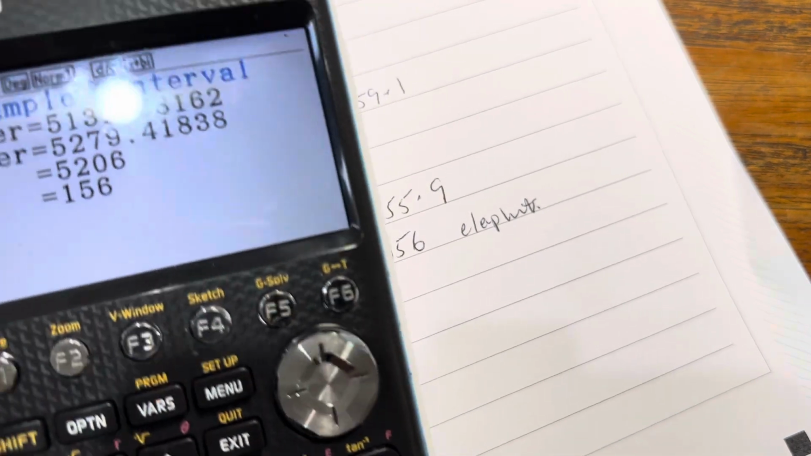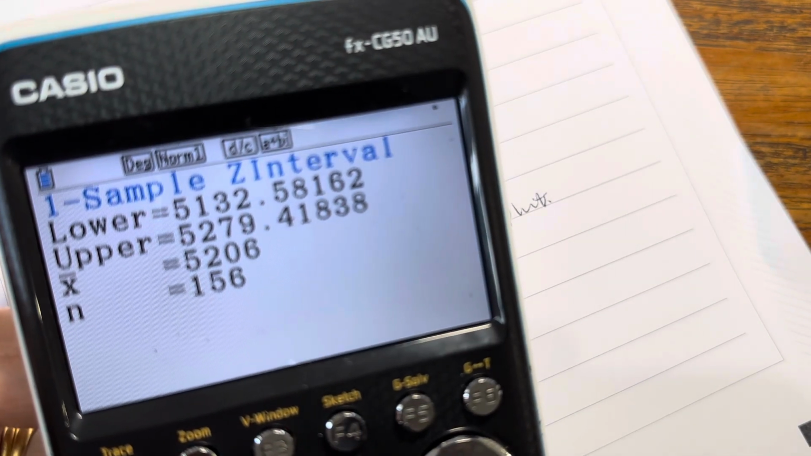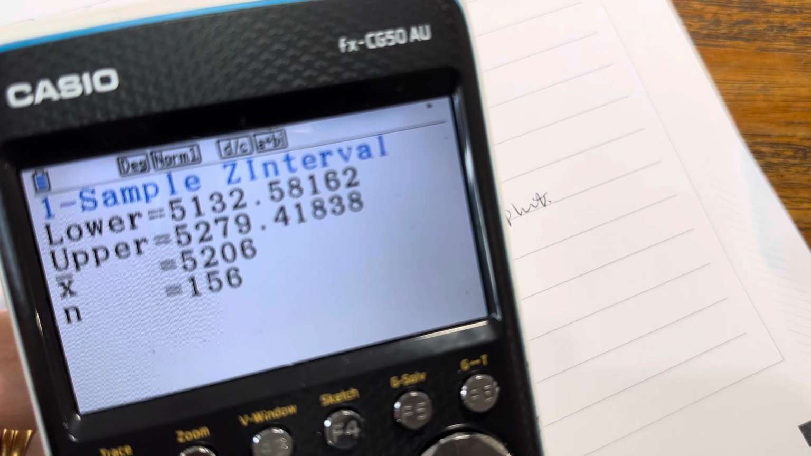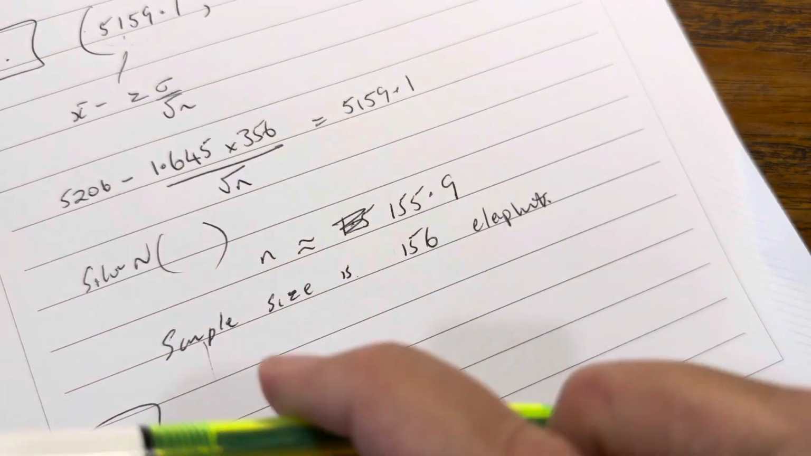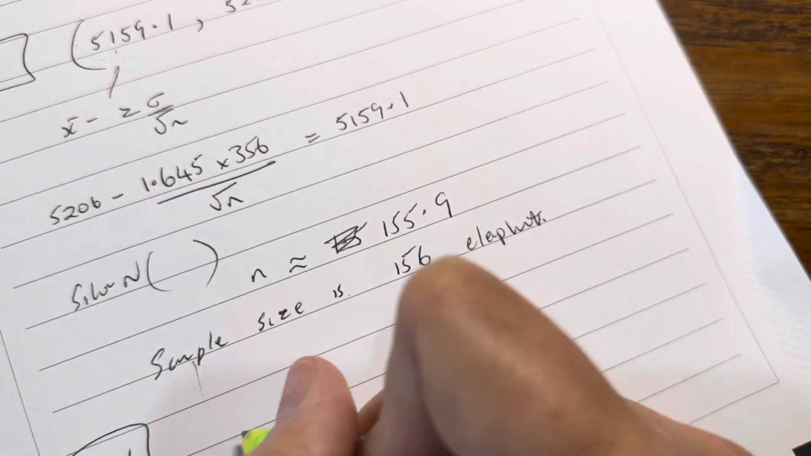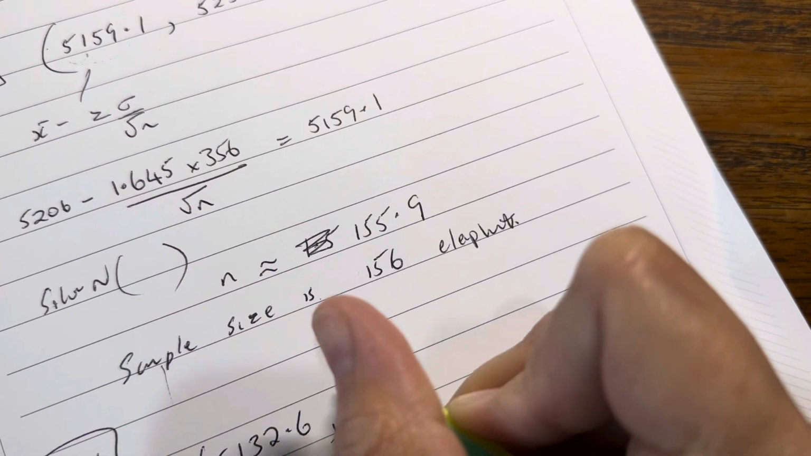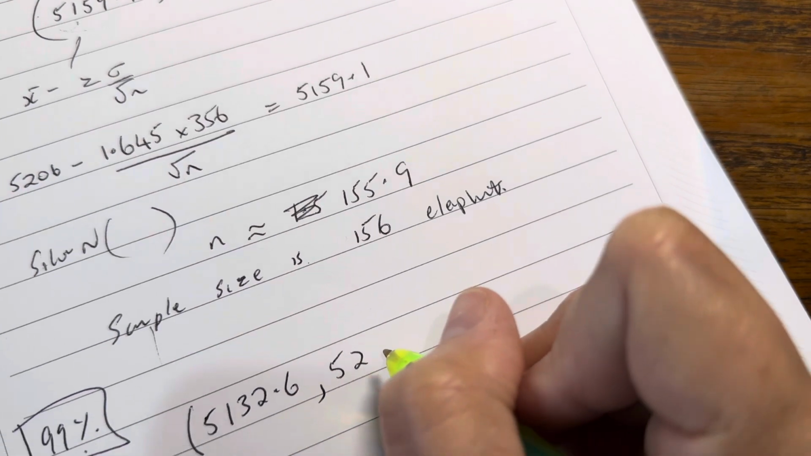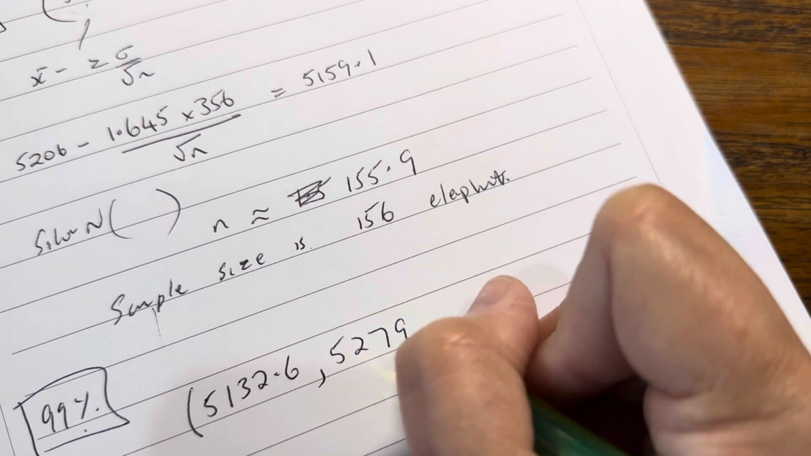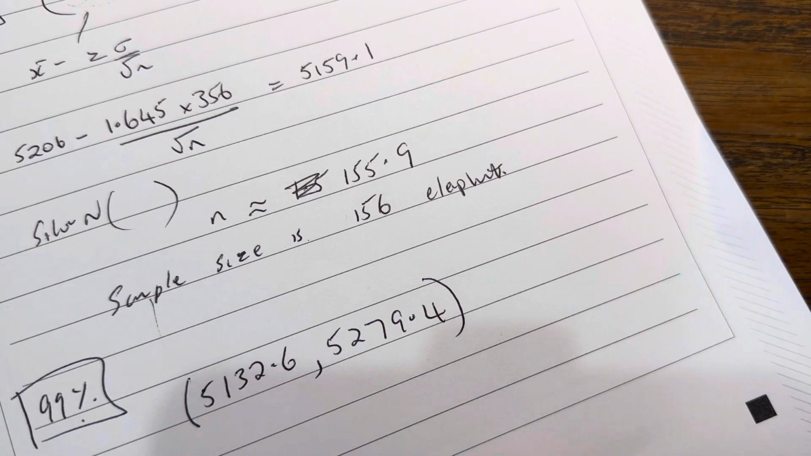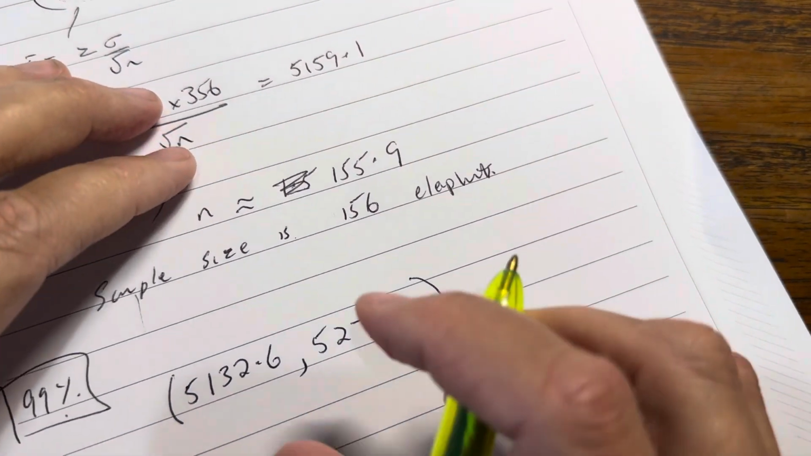And press it and I get, that's my confidence interval, 5132 to 5279. So my confidence interval is 5132.6, 5279.4. That's the easy way to do it on my graphic calculator.